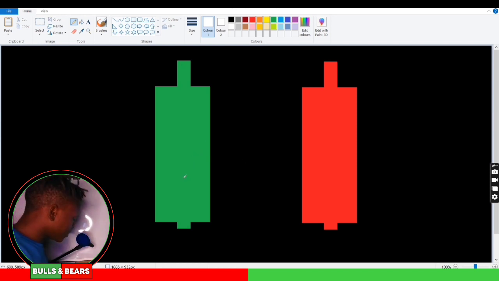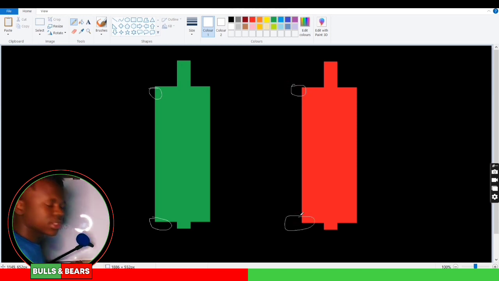Whenever you see this green candle, as I'm going to show you, it means that price opened at the lower part of the body and closed at the upper part of the body. And whenever you see a red candle, you know that price opened at the upper part of the body, then closed at the lower part of the body.